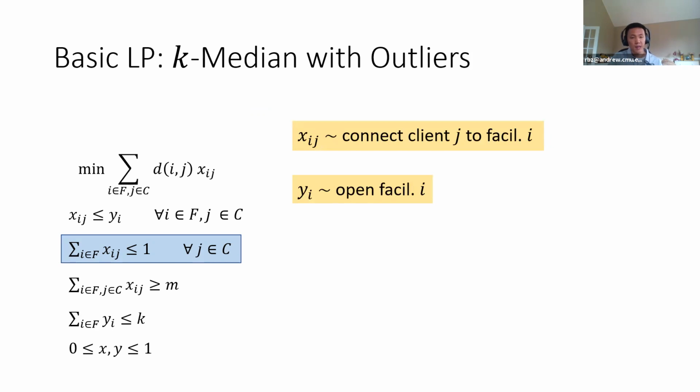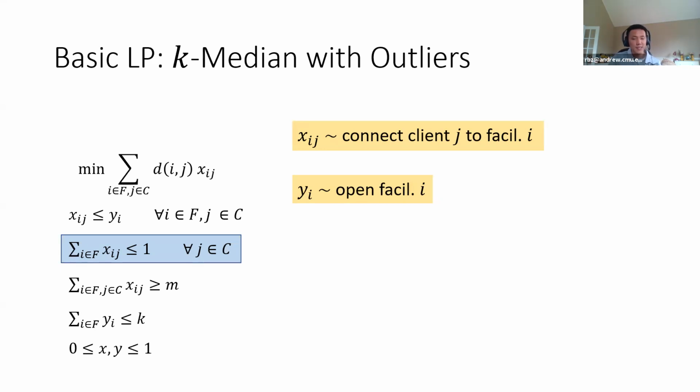So in my LP, I'll always index facilities with i's and clients with j's, and I'll have two types of variables. x_ij means I connect client j to facility i, and y_i means I open facility i. So for example, the first constraint means I can serve each client with a facility only if that facility is open. The second constraint says I can serve each client at most once. The third constraint says I have to serve at least M clients. That's the outliers constraint. And the fourth constraint is the open facilities constraint. It says I can open at most K facilities.